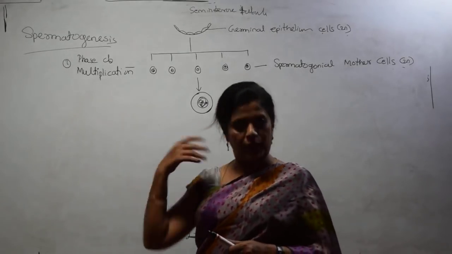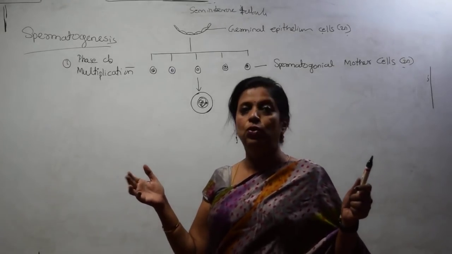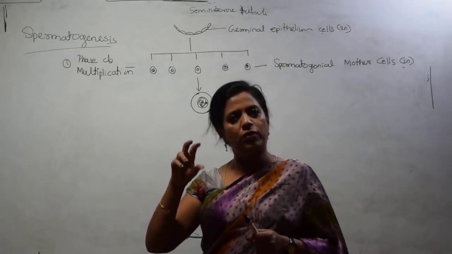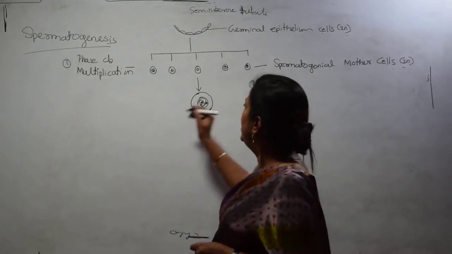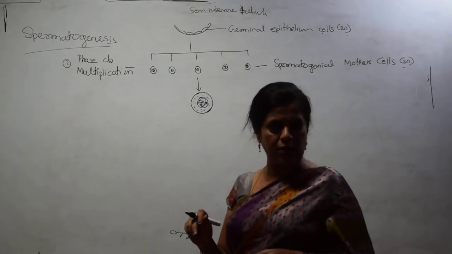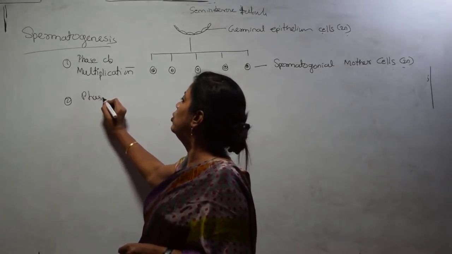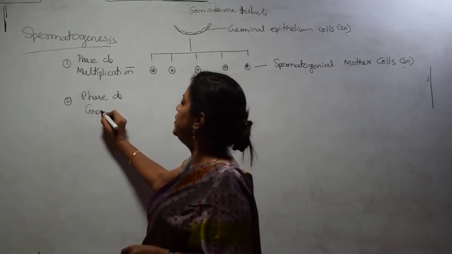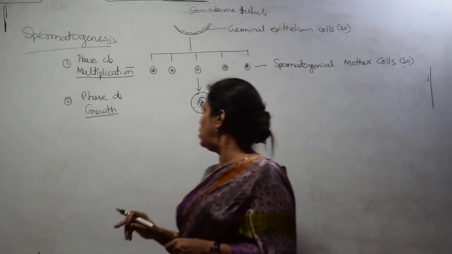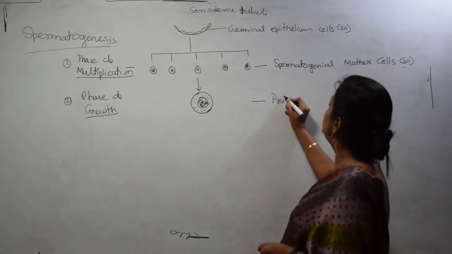Later, when I explain oogenesis, you will observe there is an enormous increase in the size of the oogonial mother cells, but here it will not happen. It increases just around 10 to 12 folds, that's it, and it will accumulate a lot of other cell components like mitochondria and other things. And this is the second phase, we call it the phase of growth. Right? The first phase I told you is the phase of multiplication, the second is the phase of growth. Now the grown up cell, we call it the primary spermatocyte.